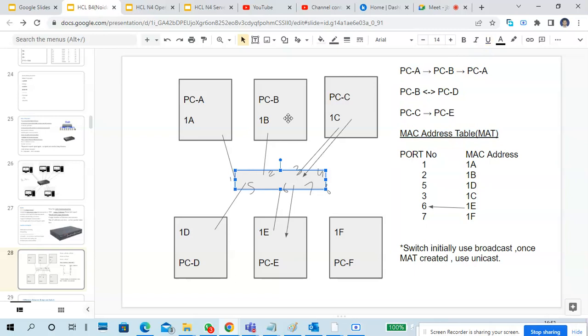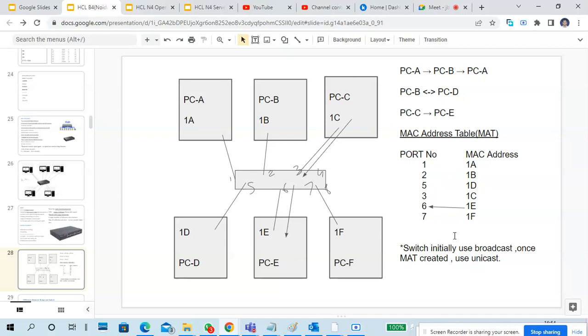When these PCs communicate with each other, initially the packets are broadcast, but the switch learns the MAC addresses of the devices like PC A, PC B, PC C. Each PC has an IP address and a MAC address. So when they are communicating, our switch creates a table with the port numbers of the switch and the MAC address of the device.